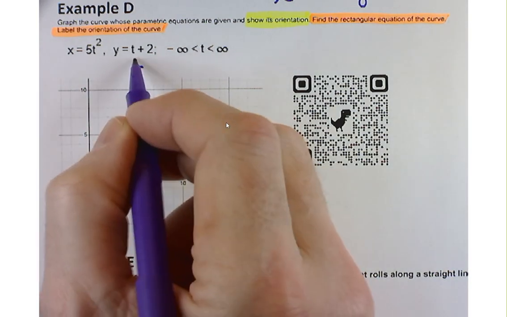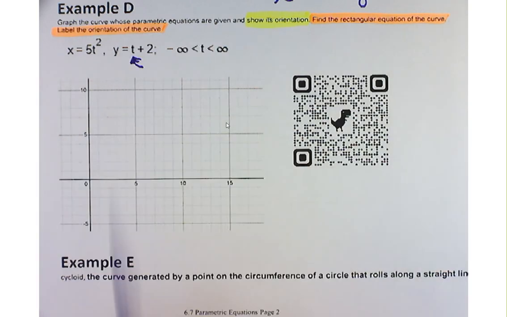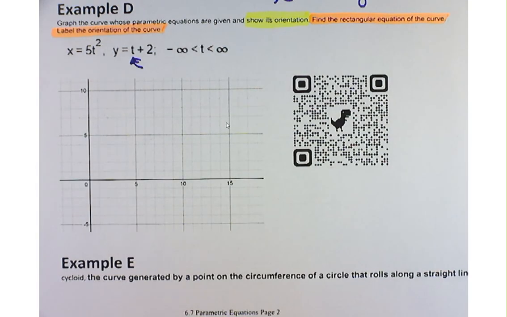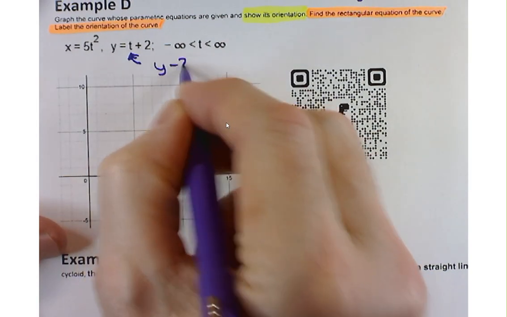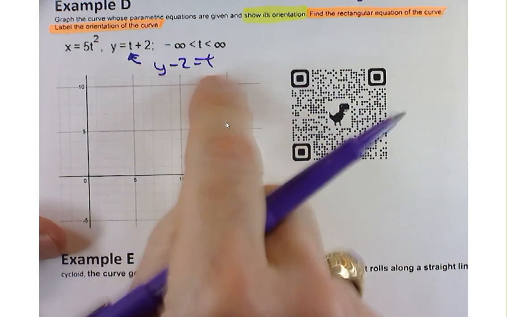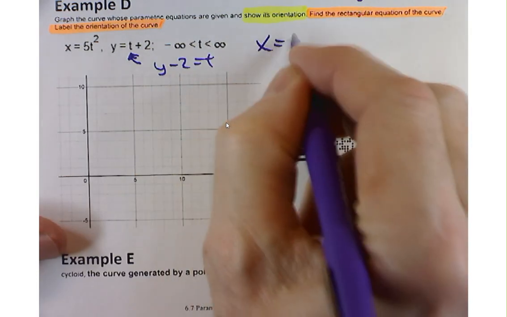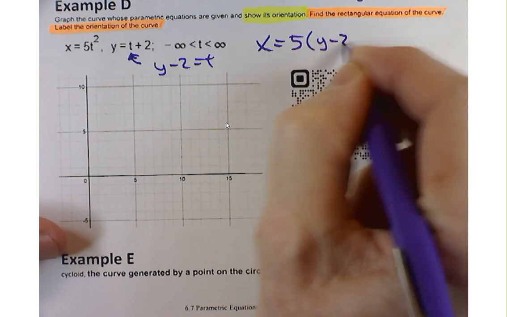The easiest thing to do is, like Hamza said, get the t by itself. And once you have t by itself, you can substitute that expression into the other equation. So that means y minus 2 equals t, and that I can put in here: x equals 5 times y minus 2 squared.